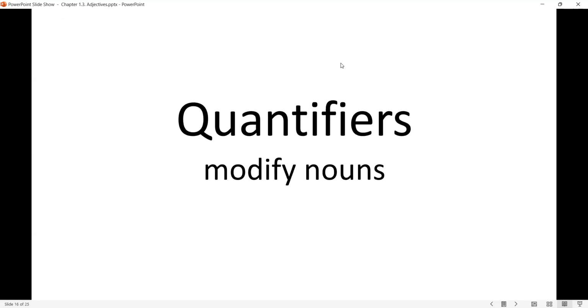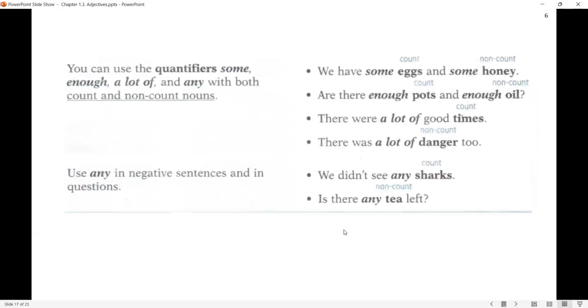Now, in the next part, we have quantifiers. Quantifiers modify nouns, so that's why we have them here in the adjective part. We can use the quantifiers some, enough, a lot of, and any with both countable and non-countable nouns. And we use any in negative sentences and in questions. So we have some eggs and some honey. Eggs countable, honey uncountable. Are there enough pots and enough oil? Again, pots countable, oil non-countable.